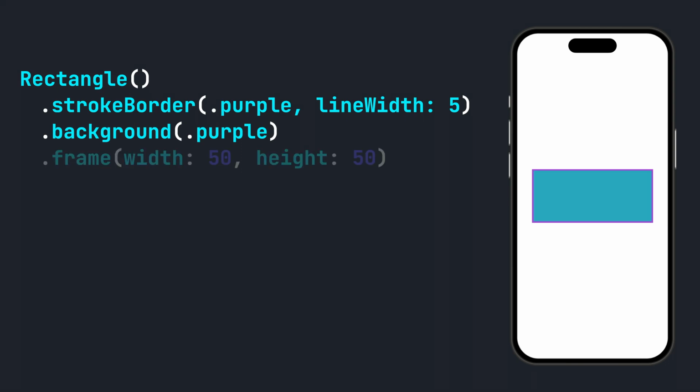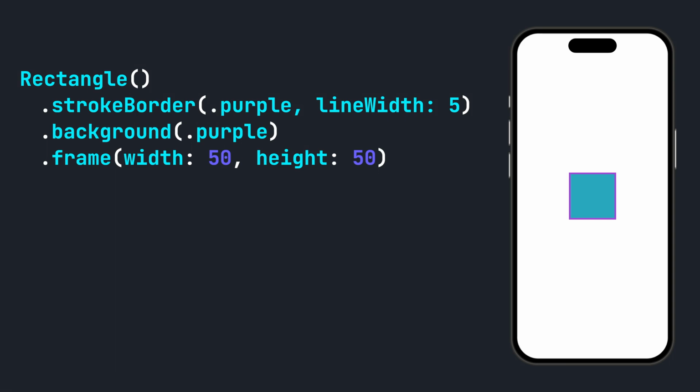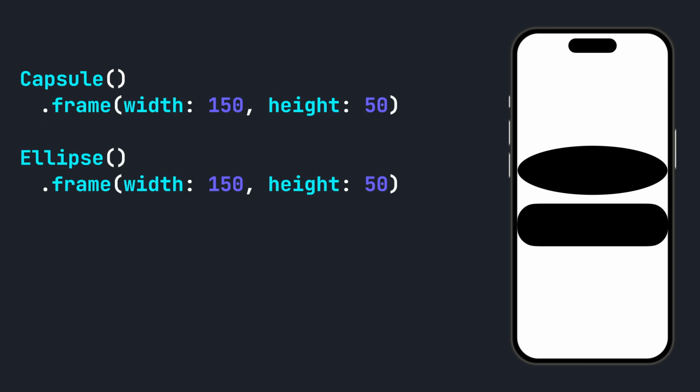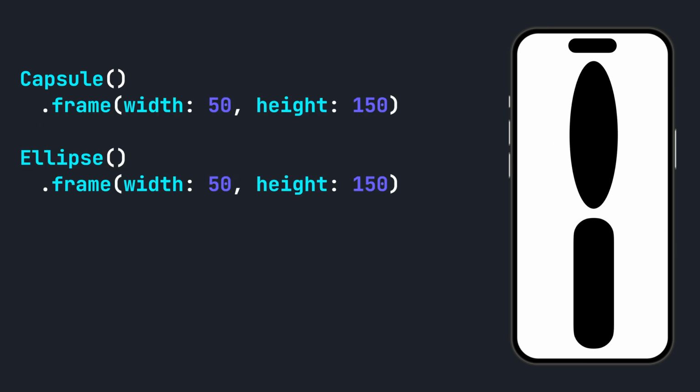Finally, you can use the dot frame modifier to size any shape. When using the shapes capsule and ellipse, the frame modifier must have either the width or the height be the larger value.